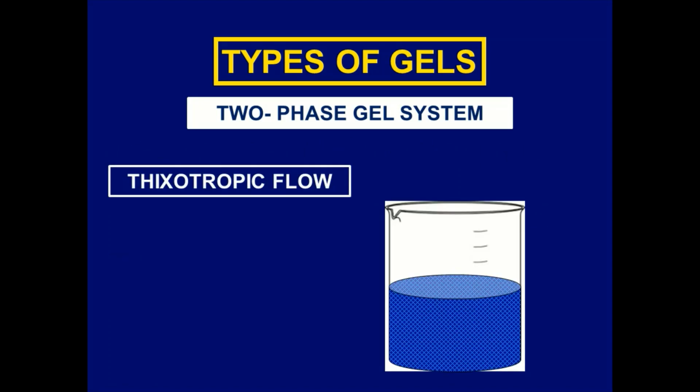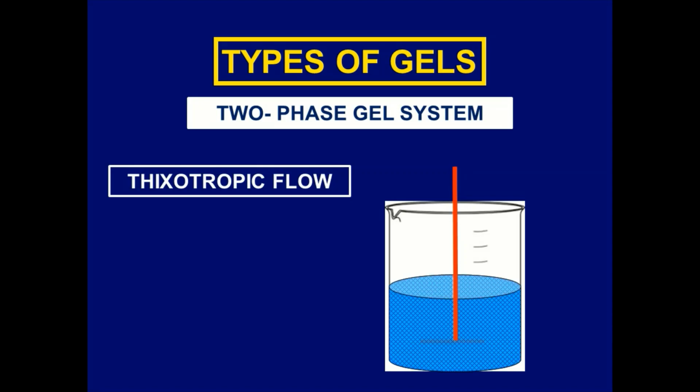Thixotropic flow is a kind of shear thinning flow. This means that when applying a force to our system, which is a semi-solid gel system with high viscosity, and you apply a shear to this system, the viscosity of the system decreases. This is shear thinning. There are different types of shear thinning flow.